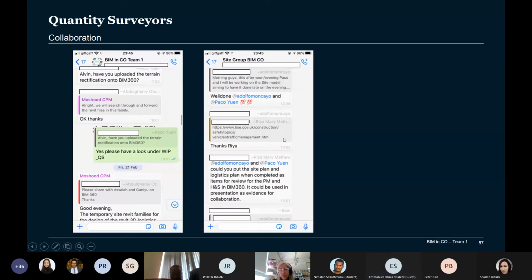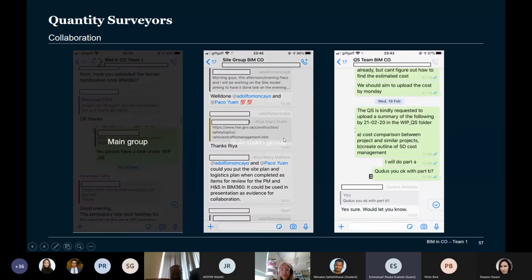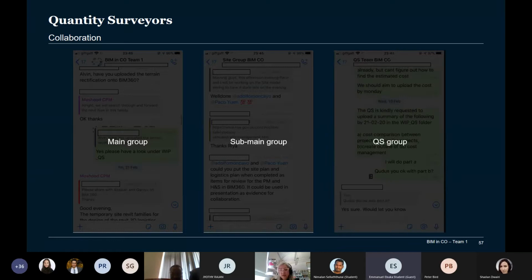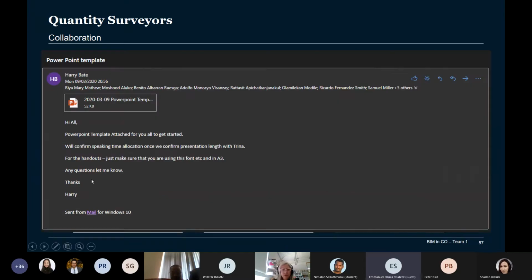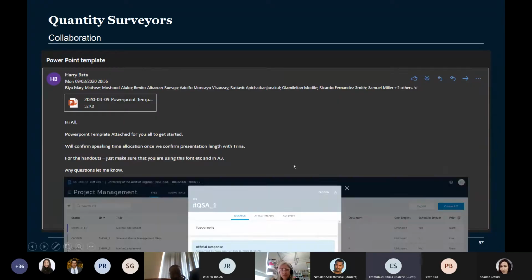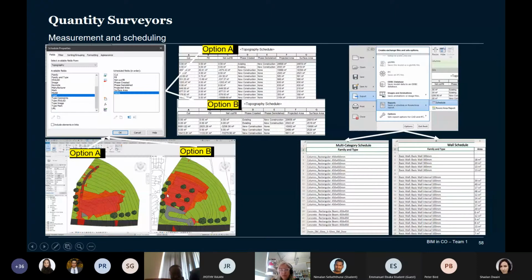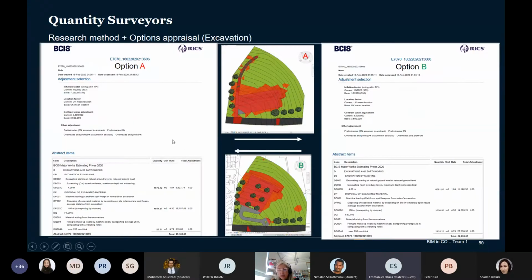and explaining collaboration first, but then moving on to communications and exchange of information throughout, including how they exported schedules from the model, directly from the model, and reports, and then use those for the costing of the project. It's quite high level costing, not too detailed, but I think this is sufficient.